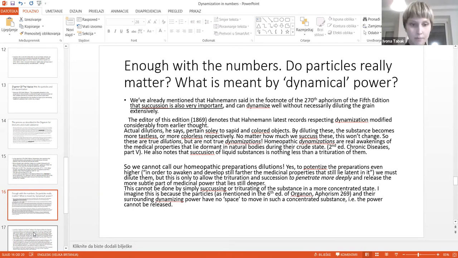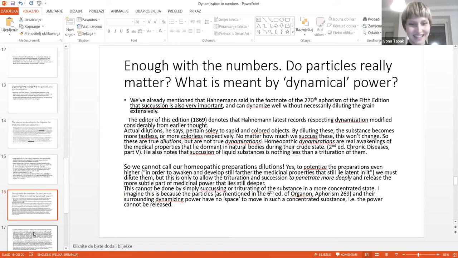So what our master Hahnemann says in Chronic Diseases about dilutions is that what we're working with, we cannot call homeopathic dilutions. They're not dilutions, they're dynamizations. Why? He says dilutions only pertain to what is sapid, so pertaining to taste and color. If we dilute substances that are salty, the more we dilute them, no matter how much we succuss them, they will not get saltier.